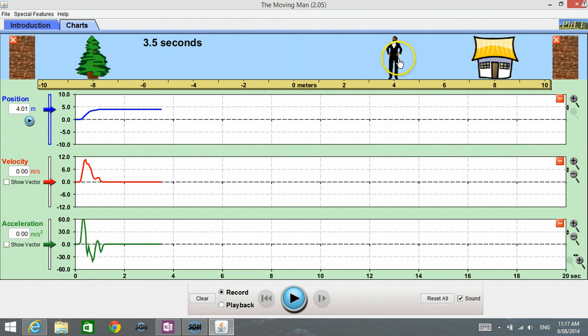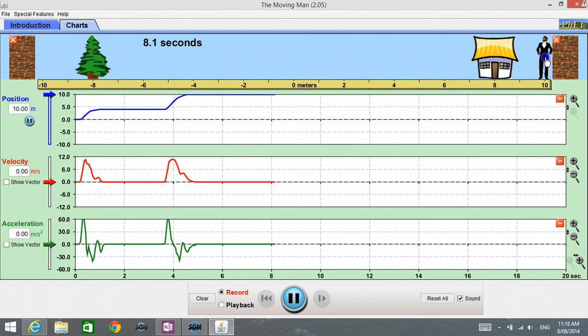Then if I drag the man to 10 meters there, we have another upwards section on the graph. The graph tells me that during this period, the man traveled from a displacement of 4 meters to 10 meters. He traveled 6 meters, because 10 minus 4 is 6. Then the graph is flat, which means he's standing still for a period of time.